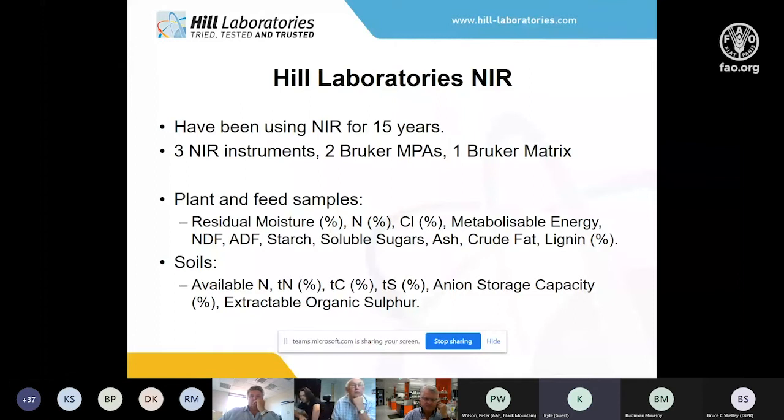For soils, we're doing available nitrogen. It's a nitrogen test in New Zealand, also called the anaerobically mineralizable nitrogen. Total nitrogen, total carbon, total sulfur, anion storage capacity, or that's the phosphate retention that was talked about in the last presentation. It's also called anion storage capacity in New Zealand. That's one of the things we currently offer in our soil profile. And another sulfur test, the extractable organic sulfur, which is the difference between sulfate and total sulfur on an extract.